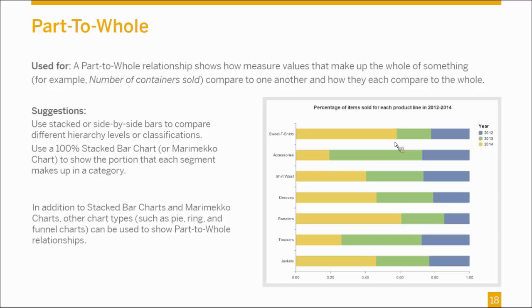So the intent of part to whole is really to show what is the fraction of each category that contributes to the whole. And there are several chart types that can be used. So for example, a 100% stacked bar, what we see on the right side. Then a Marimekko chart that's also supported by Lumira. In addition, we can also have pie charts, ring charts, funnel charts, and other charts that can help to share with your audience what is the part to whole relationship in your data.